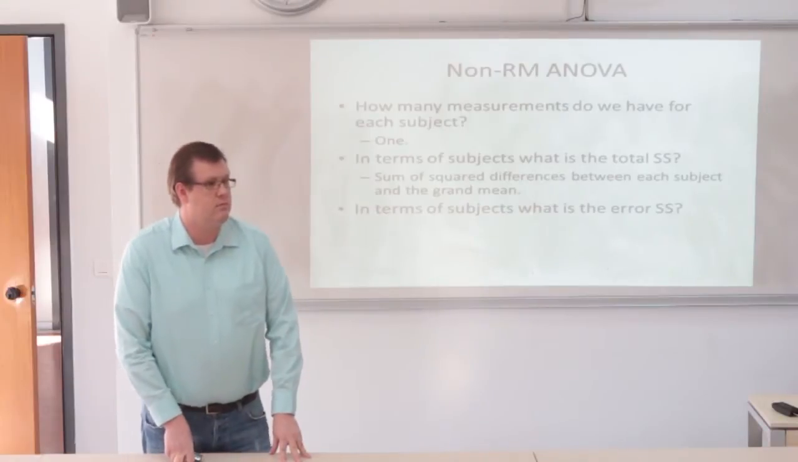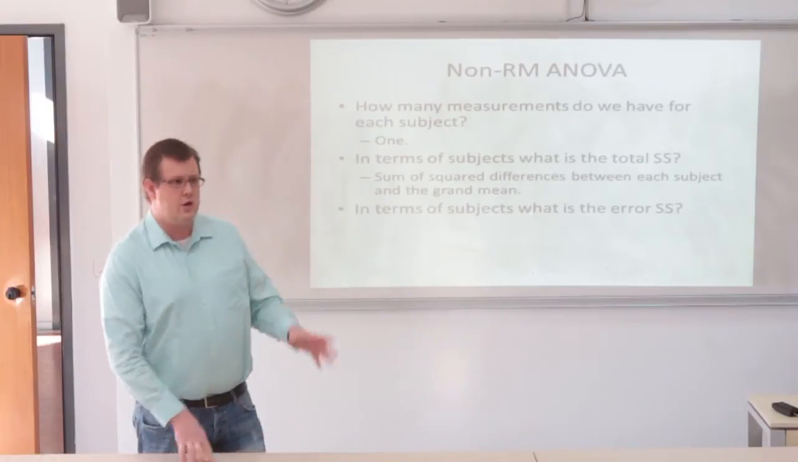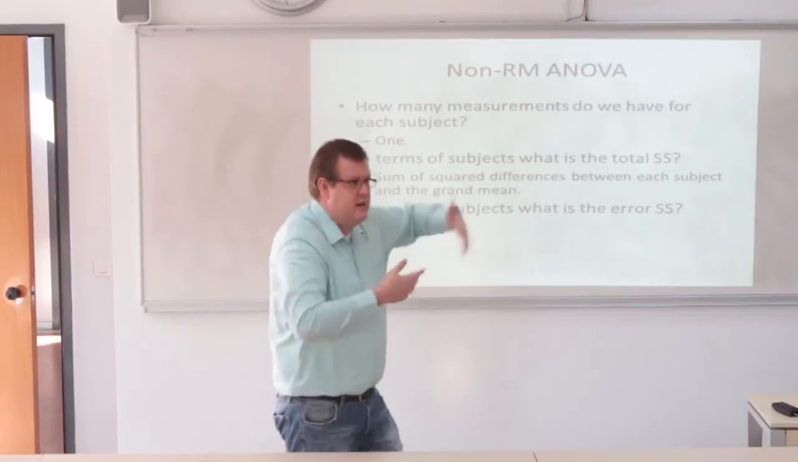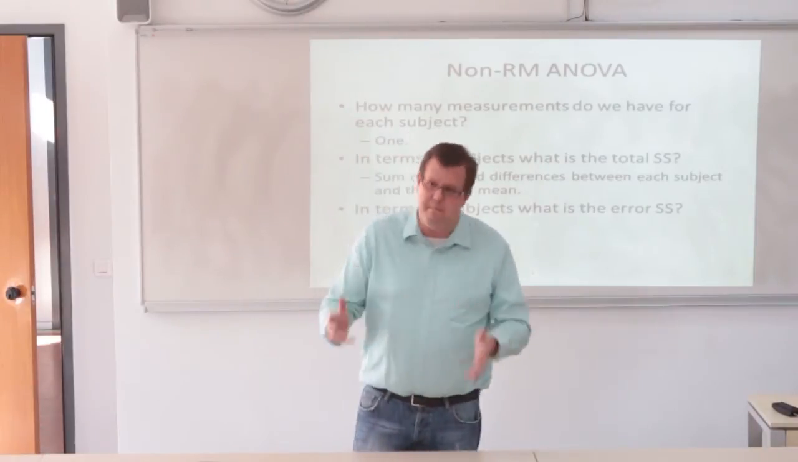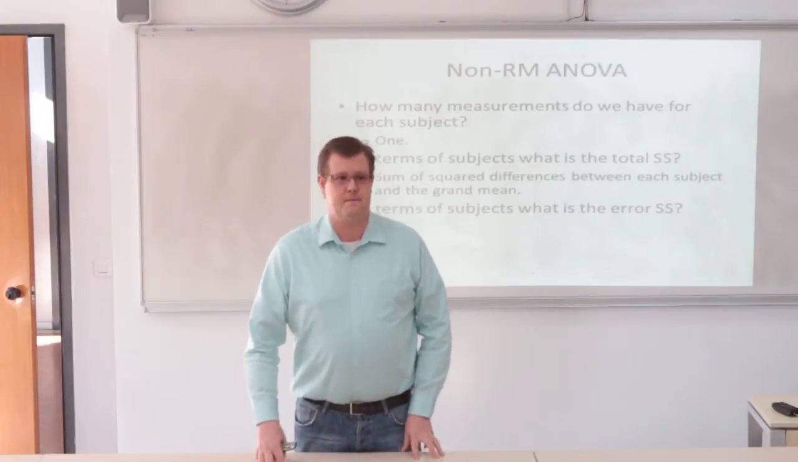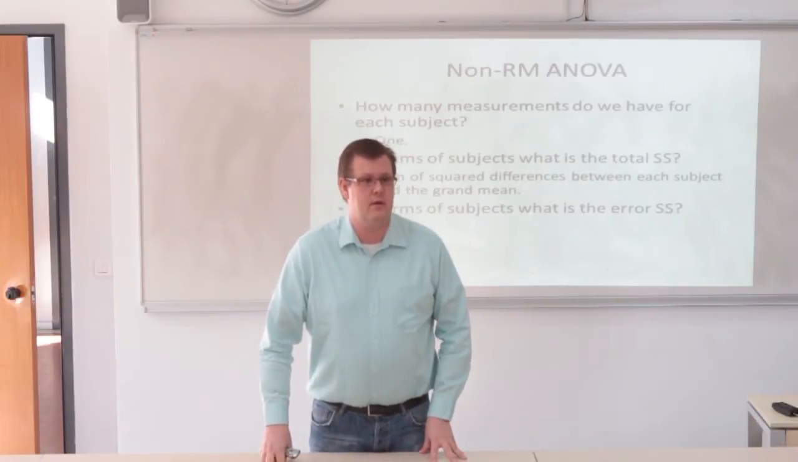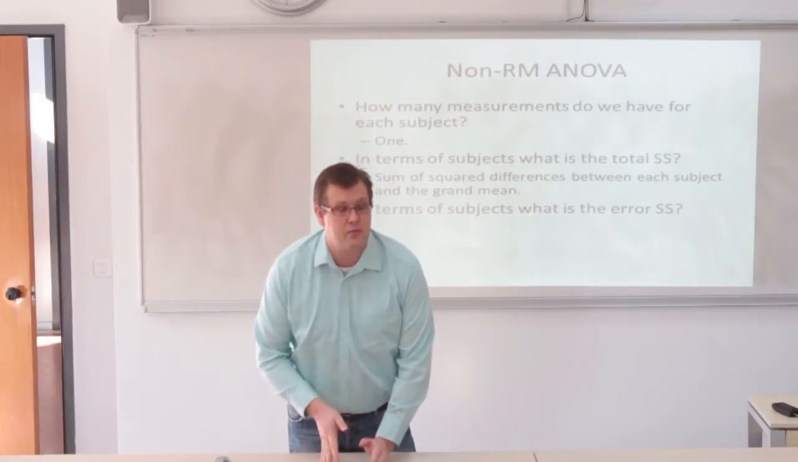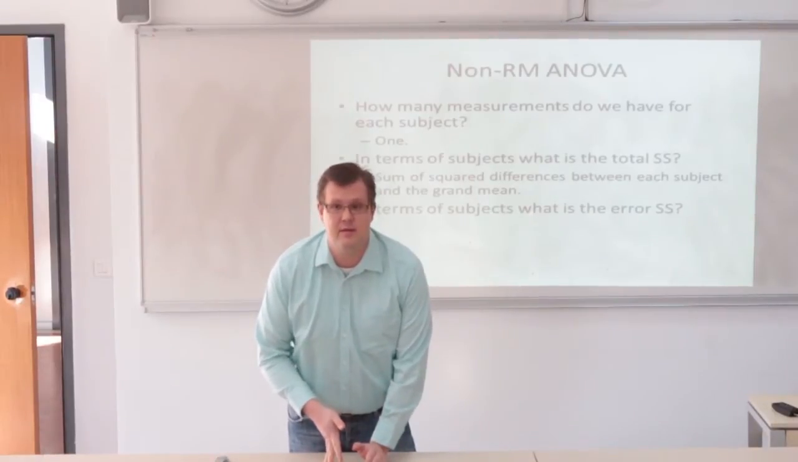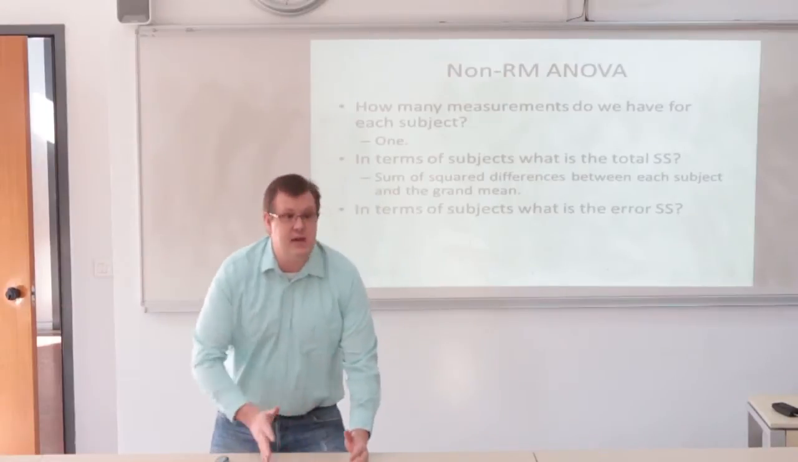So we have our total sum of squares. And then we broke it down into pieces, right? Pieces for effects, pieces for errors. Actually, just one piece for the error. Each individual score, subtract from the mean. Which mean? The mean of the group. The mean of the group, the mean of the condition.